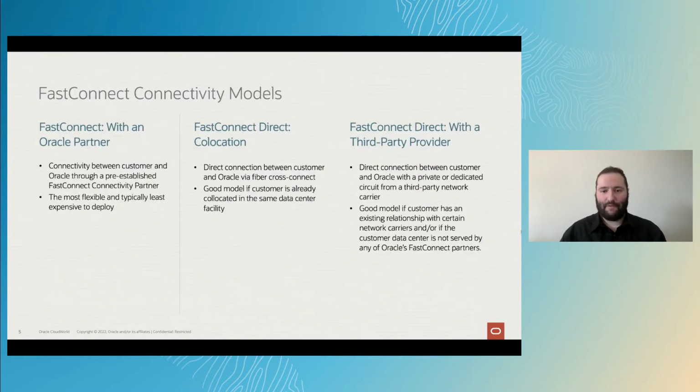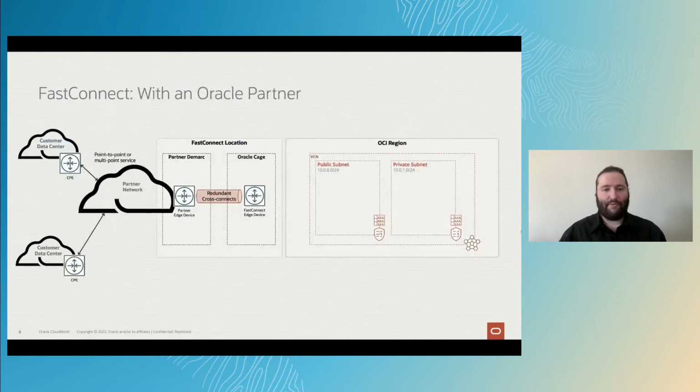With FastConnect, we have two connectivity models available. Our first is the FastConnect with an Oracle partner option. This is leveraging existing physical connectivity that's already been established by a FastConnect partner. And next, we have our FastConnect direct option. This is going to rely on you establishing both the physical connectivity that a partner would, as well as the logical connectivity over that physical connection. You'll notice with the direct option, we have two solutions available, a co-location and a third-party provider option. Let's dive deeper into all three and talk about how those are designed.